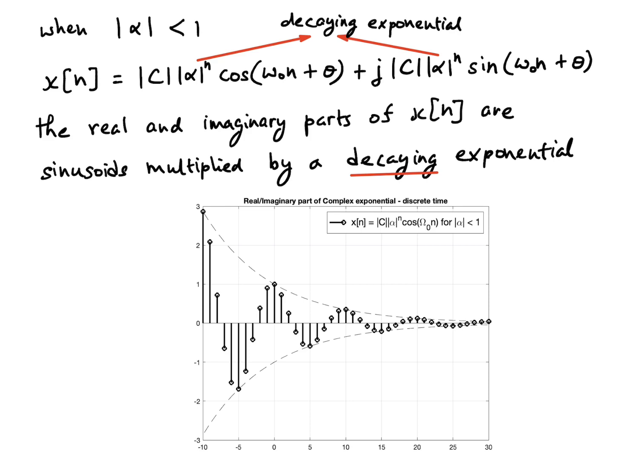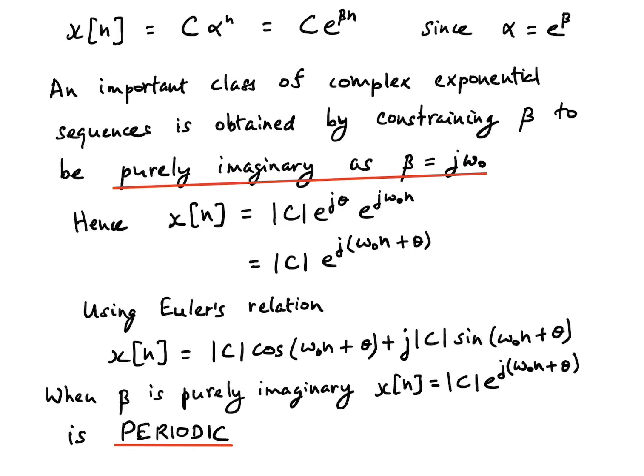Just as we saw the important class in the continuous exponential, where we chose r to be 0, here we are going to constrain beta to be purely imaginary. Since alpha is equal to e power beta, c alpha power n is c e power beta n. Now this beta term can be made purely imaginary. So if there is no real part to this beta, this alpha, which is e power beta, will become e power j something, right?